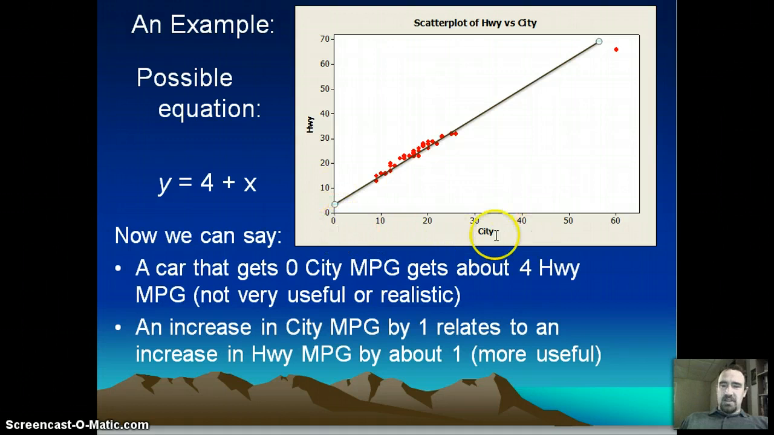We say, okay, if city is 0, if the x value is 0, the model says the y, the highway miles per gallon, should be 4. Not very useful in this scenario, because who has a car that gets 0 city miles per gallon? So sometimes that happens with the y-intercept. Not always the most useful measure, but it's worth looking at. The one that is always useful is the slope, so we should always look to interpret the slope. The slope in this equation is 1. That means a rise of 1 over a run of 1, right?